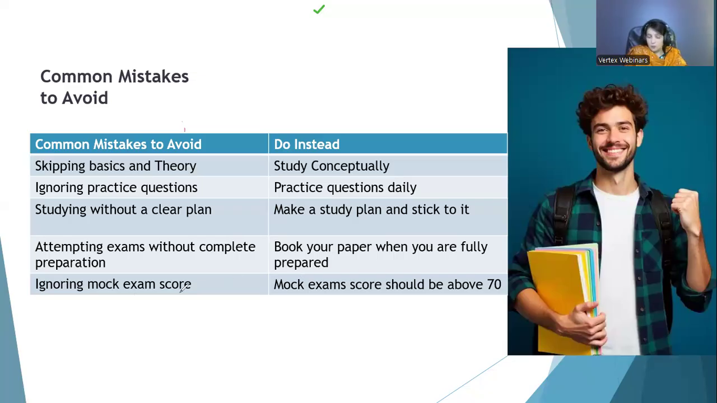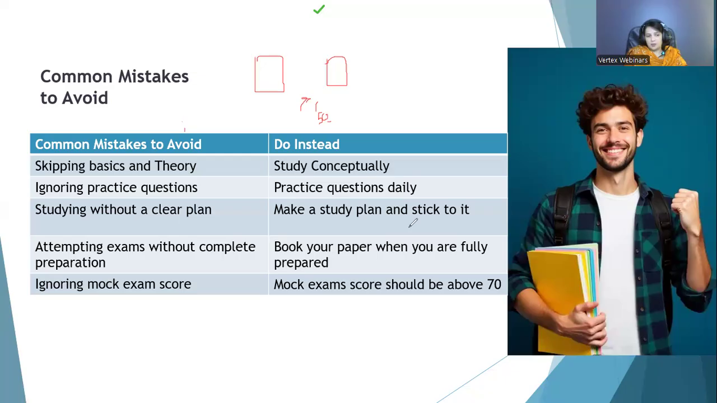Ignoring mock exam scores: the mock exam score should be above 70. I have seen students who study, book their paper first, and only then appear in mocks. When you think you are prepared, you have completed your syllabus and done enough practice questions, now you need to attempt a mock. If you are failing your mock, or getting only in the 50s, you should not book your paper. It should be at least 70%, then you can book your paper.